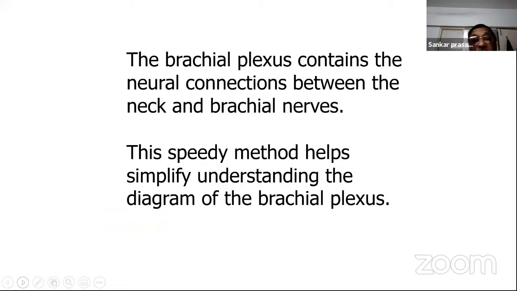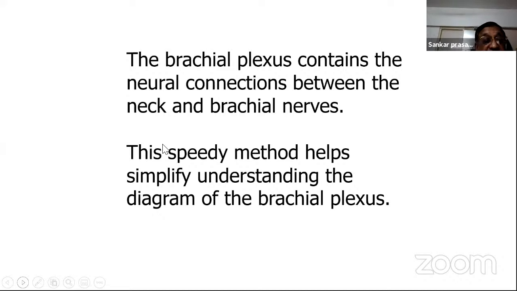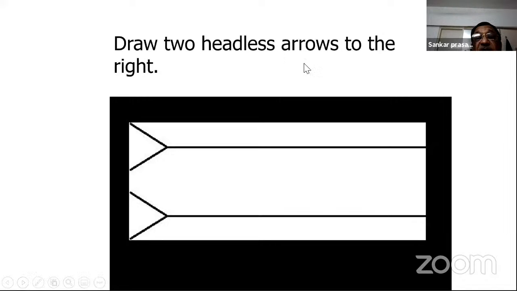So now we'll start drawing the diagrams, which has a very good reference, and it's very easy for students who have not seen this. For those who have seen this, it's a revision, but it contains neural connections between the neck and brachial nerves. So this method helps simplify understanding the diagram of the brachial plexus. So all of you draw two headless arrows to the right. You can see that there is a headless arrow here. Draw two headless arrows to the right. Okay.